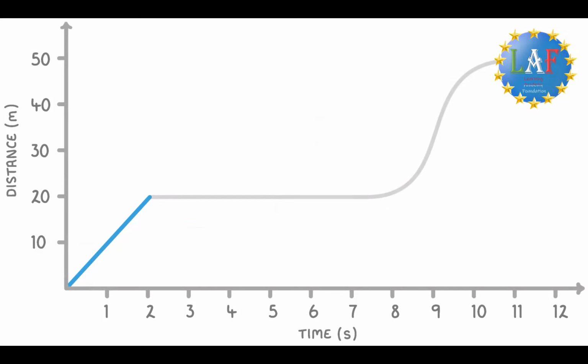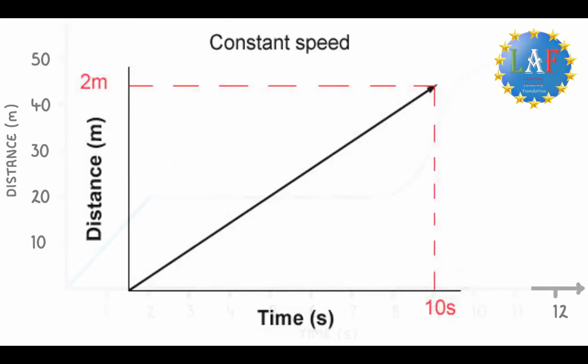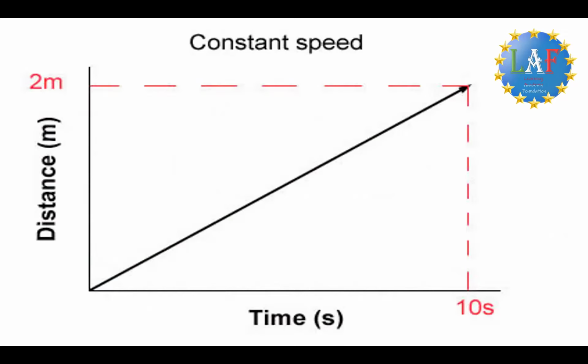Graphs, the visual poetry of motion. A straight line means constant speed. A curve, acceleration.